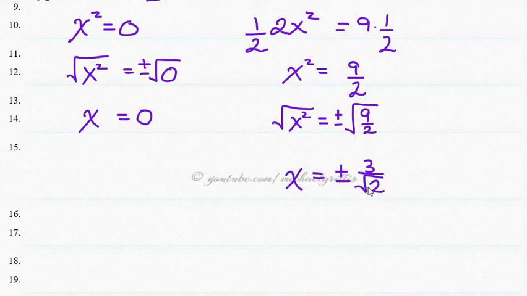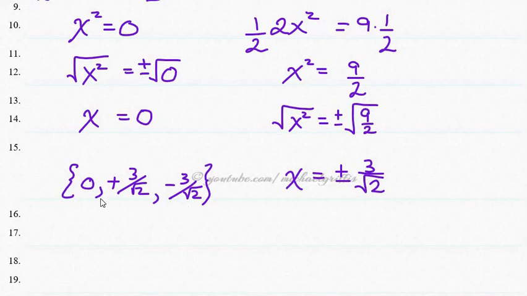We could rationalize the denominator, multiply the bottom by the square root of 2, the top by the square root of 2, if you want. But here are our solutions. We can write it in set notation. So we have a plus 3 over the square root of 2 and a minus 3 over the square root of 2. Okay, so that's considered to be your solution set.